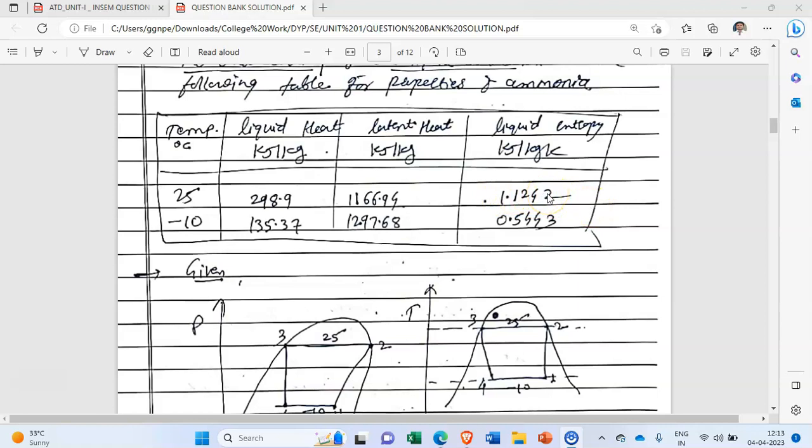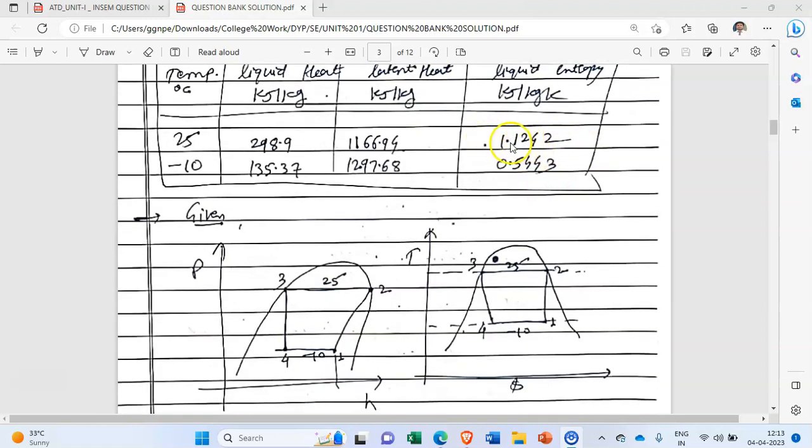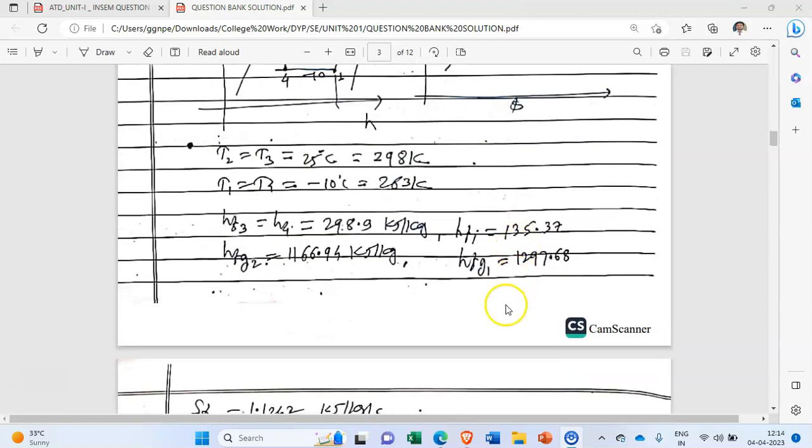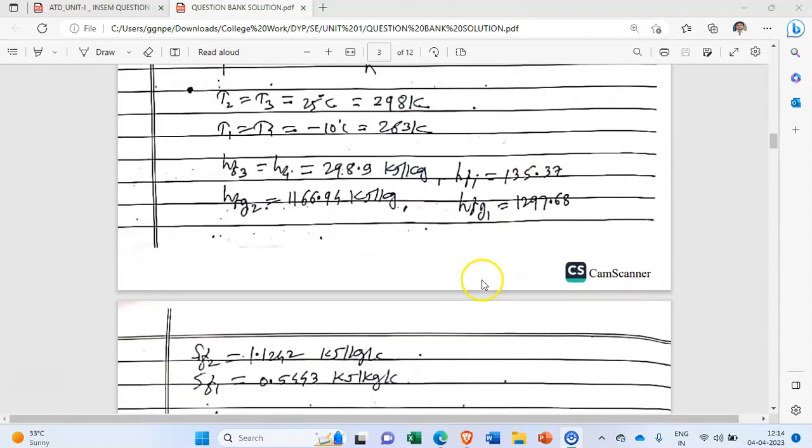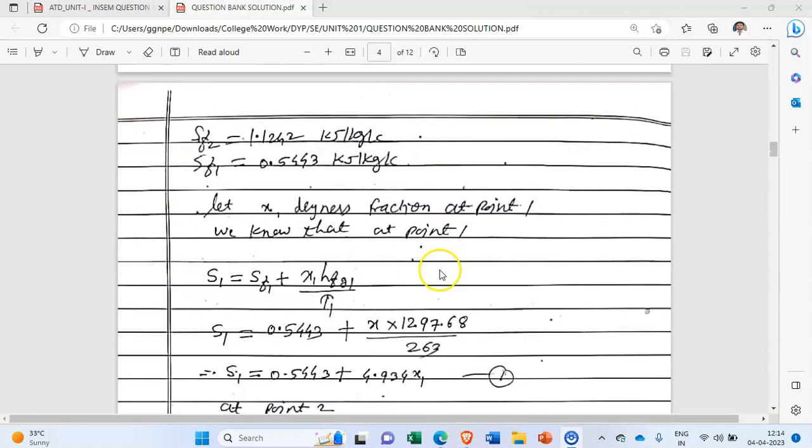SF1, sorry, SF2, that is 1.1242. SF2 and SF1 both are the same. And this 0.5443 at minus 10 degrees Celsius is given, that is SF1. These are the different quantities that are given in the question.